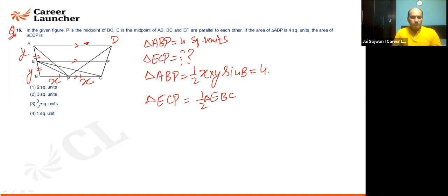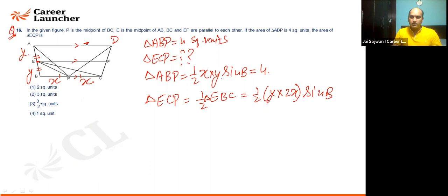Why so? Because I know E is the top point. If you are dropping a perpendicular from here, if you are taking BC, rather than that, if you are taking only the half of the portion, the area of that will be half. So what is the area of EBC? I'll say it is half of Y into 2X into sine of the angle between them. I believe it is clear.